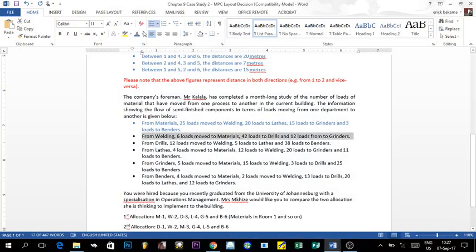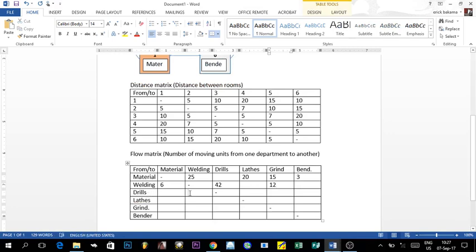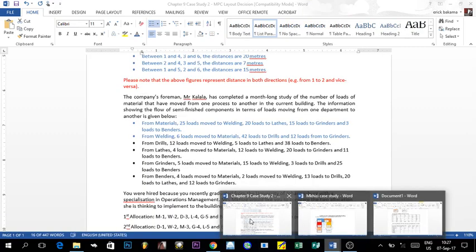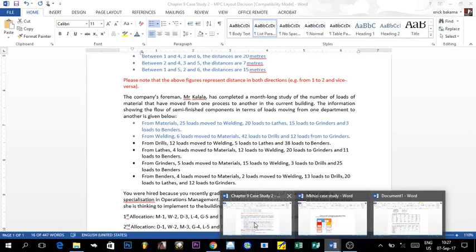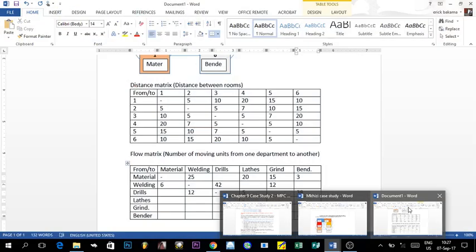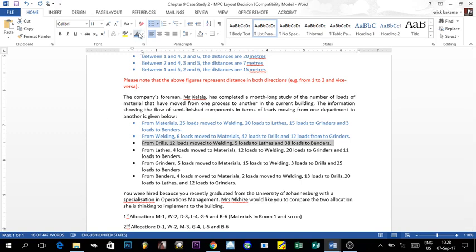Okay, so we're done with this one too. Now we are working on the drills. When it comes to the drills, it says that we have 12 that are moving to the welding, 5 that go to the lathe, and 38 to the benders. So we have 5 here, and then benders we have 38. Perfect. Now we are also done with this one, so we highlight it.